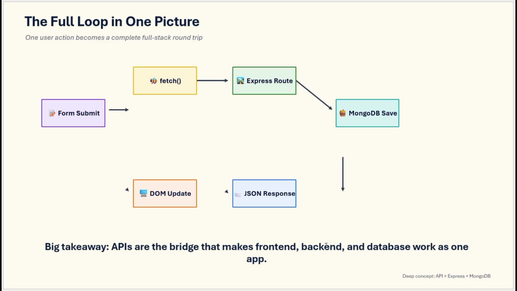So the big takeaway is that APIs are the bridge that allow the front end, backend, and database to work together as one full stack application. When this flow is clear, building larger apps becomes much less confusing.